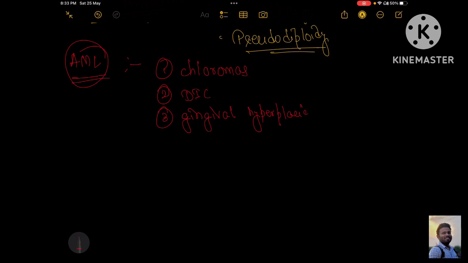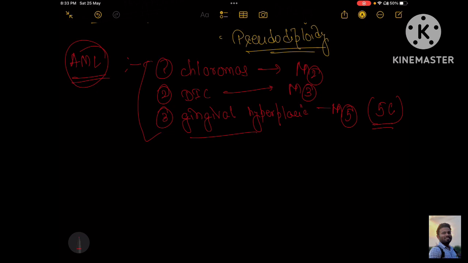We all know there are various types of AML, like M0, M1, M2, M3, M4, M5, M6, M7. But MCQs are asked about which subtypes of AML are associated with these clinical features. Chloromas are associated with M2. DIC, disseminated intravascular coagulation, is M3. Gingival hyperplasia is M5.